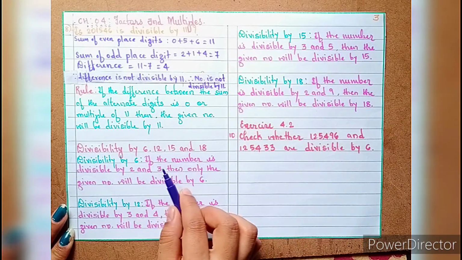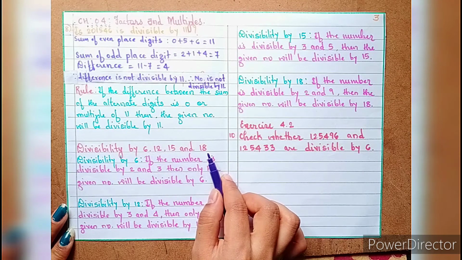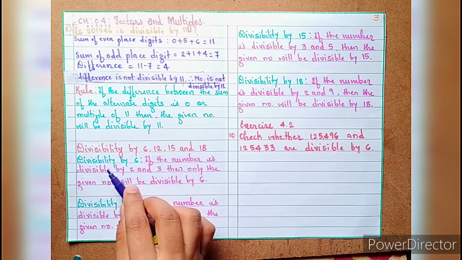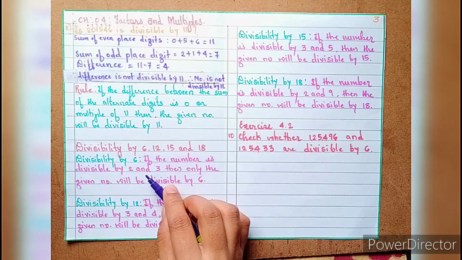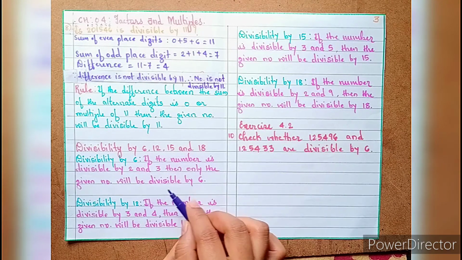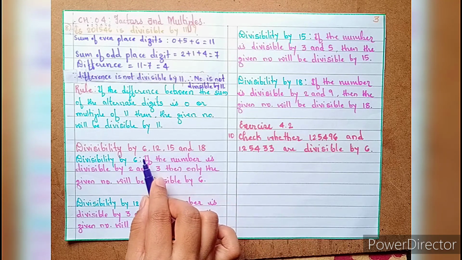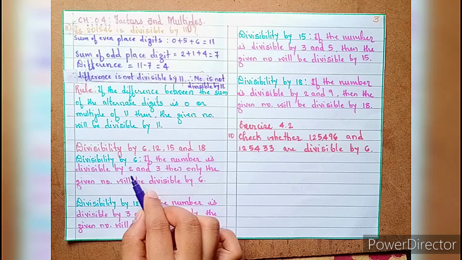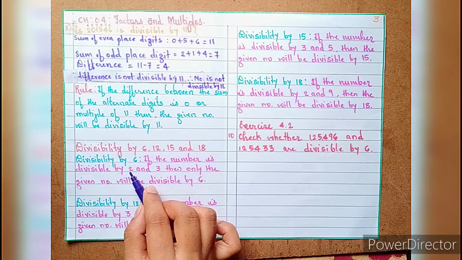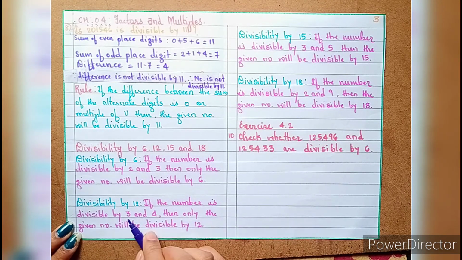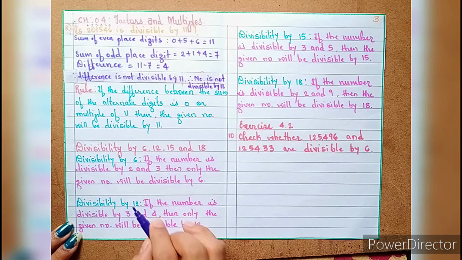Now let's see the divisibility by 6, 12, 15 and 18. Here these follow the same kind of rules. Just see divisibility by 6. If the number is divisible by 2 and 3, then only the given number will be divisible by 6. So if a particular number is given and we have to check the divisibility, it should follow the divisibility rules of 2 and 3. Now let's check the divisibility by 12. If the number is divisible by 3 and 4, then only the number will be divisible by 12. If the given number satisfies the divisibility of 3 and 4, then it will be divisible by 12.